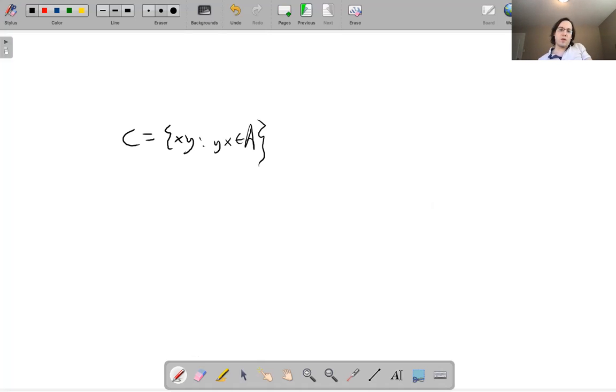So we want to think of C as a concatenation of two components, right? An X piece and a Y piece, such that YX is an A. Basically, first let's think of all the strings in A and how they can be decomposed into a concatenation of two pieces, right?